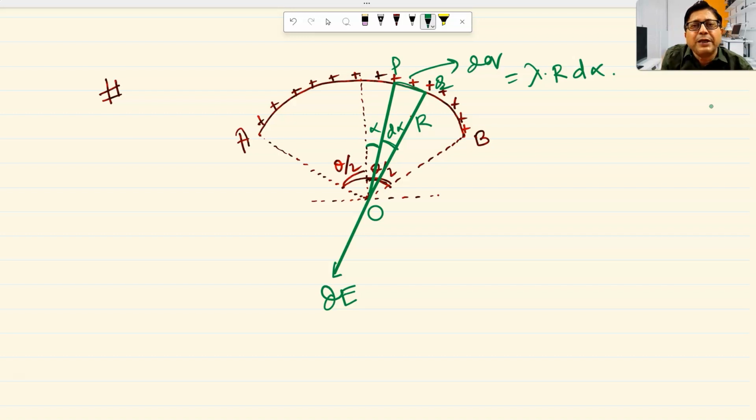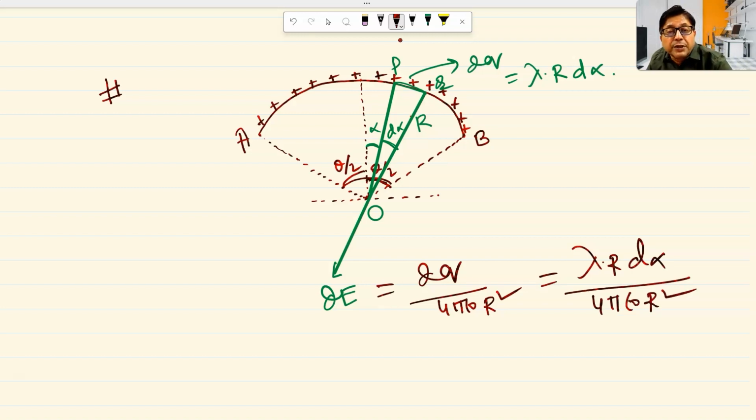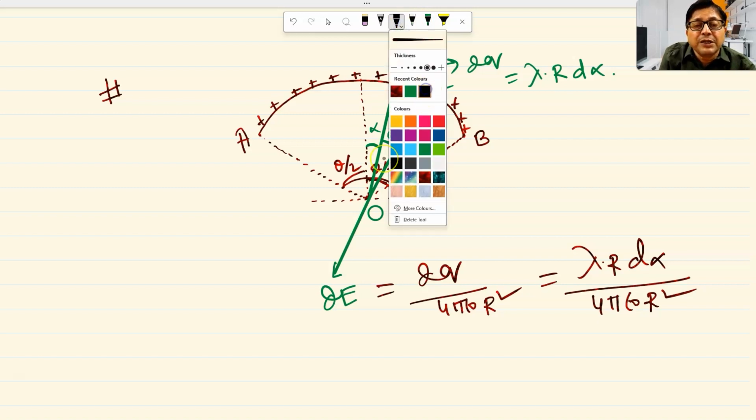Write the expression for electric field now. Due to this elemental portion, dE is dq by 4 pi epsilon 0 r square. dq is what? Lambda into r d alpha by 4 pi epsilon 0 r square. This is the value of dE. Again, this time we need to consider two coordinate axes. What are those two? That is x and y.